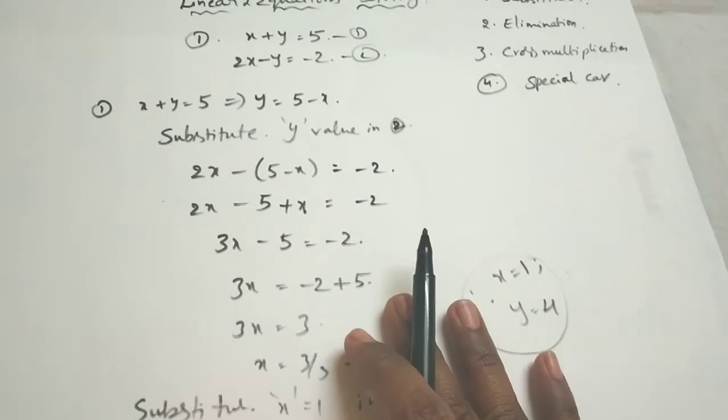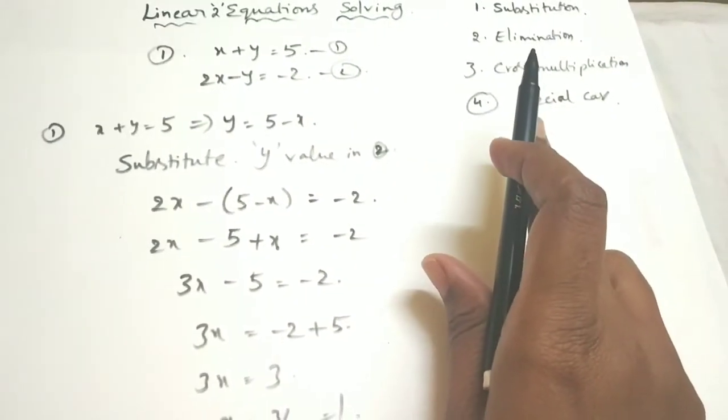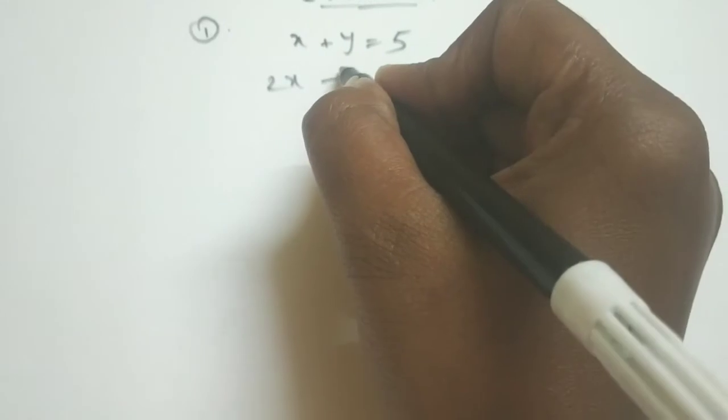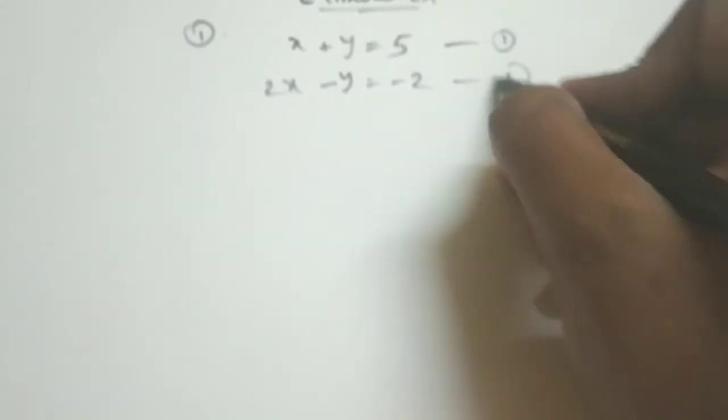Okay. Next I am going to use the elimination method. The second one is the elimination method. In this elimination method, first take the question. I am going to take the same question: x plus y is equal to 5, 2x minus y equal to minus 2. Let this be the first equation, and this the second equation.